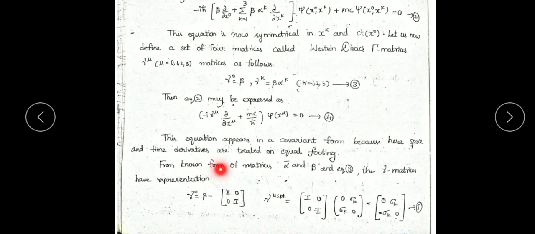From the known form of the matrices, we know about the alpha and beta matrices, the Dirac matrices, and equation 3. Based on this equation 3, the gamma matrices can be represented as gamma naught is nothing but beta. So gamma naught is beta, and beta is I 0 0 minus I. That is 1 0 0 1, and here again a null matrix, again a null matrix, again minus 1 0 0 minus 1. So that is beta.